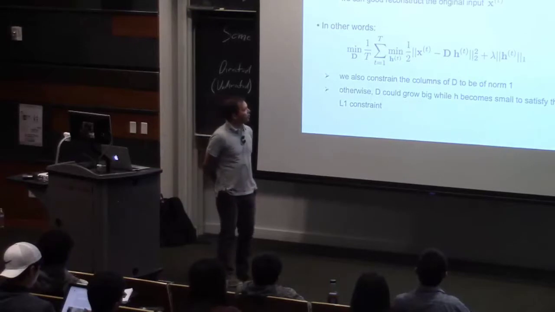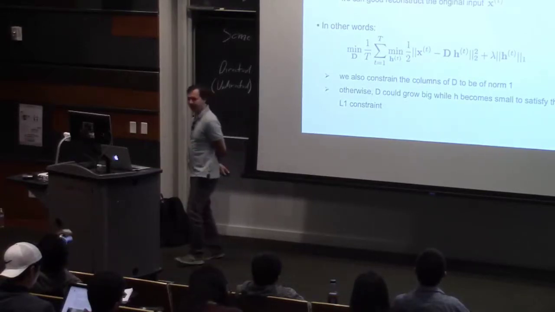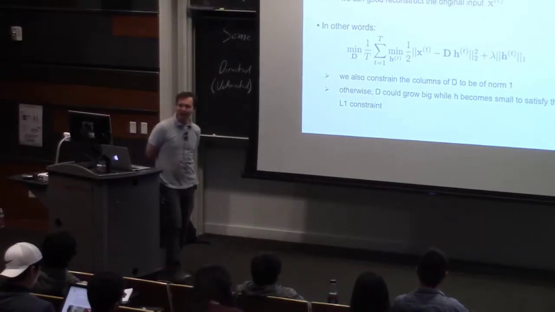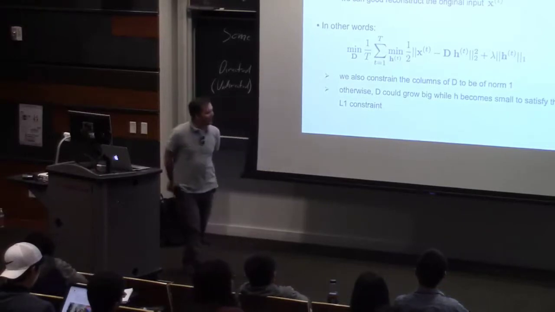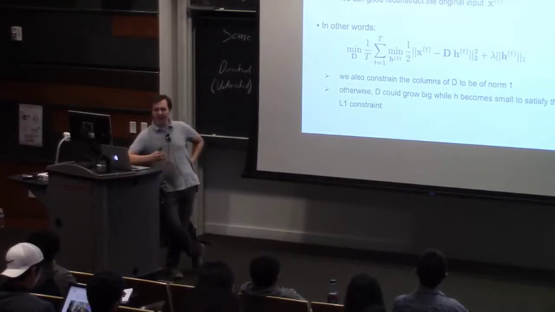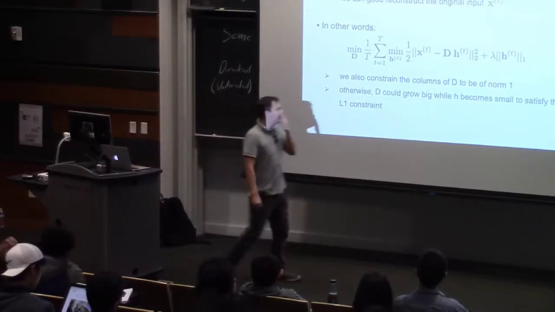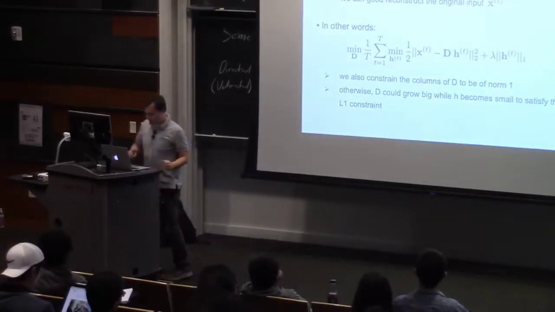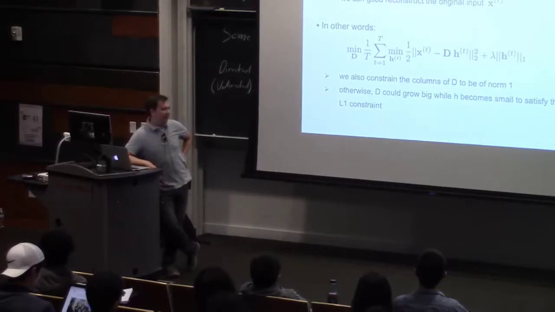We can also constrain the columns of D to be of norm 1. I usually ask you the question, why do I need to do that? But you already have the answer, which is that there is a degeneracy problem here, right? If I multiply D by 100 and I divide H by 100, then it's the same thing. So you need to enforce additional constraints on the parameters. So typically people say, well, I want to make sure that the columns of D have to be of norm 1. Okay, and we'll come back to that point.